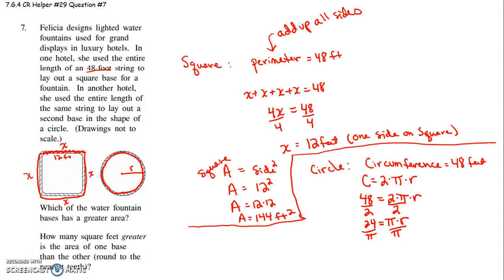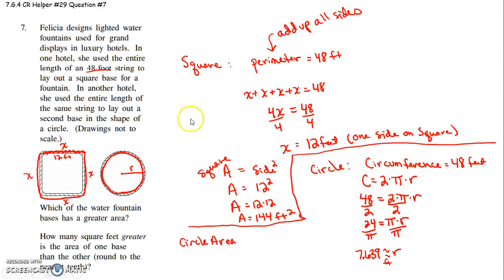If I do 24 divided by pi on my calculator, I get a crazy number. So my radius is about 7.639. I'm going to go out to the nearest thousandths place. I know eventually I want to round to the nearest tenth. So that's feet. Now I can find the area of my circle.